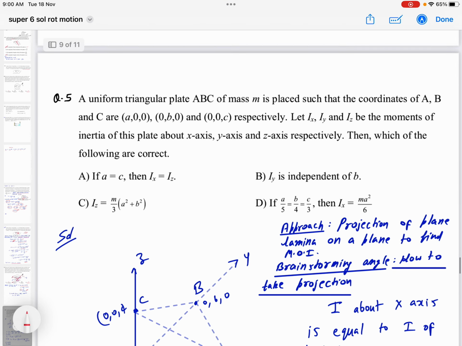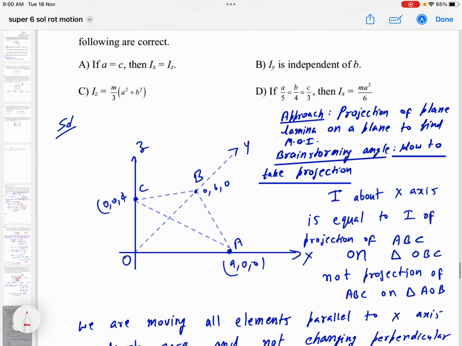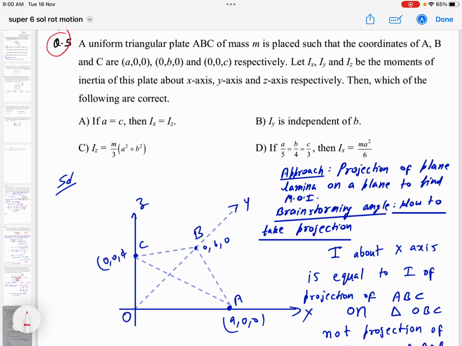Okay, now question number 5. Question number 5 is very important. Now if you see, you are getting this triangular lamina. So the approach is, for any such kind of thing, how can we find moment of inertia? It is based on the concept of projection of a plane lamina on a plane to find moment of inertia. So that is the approach.